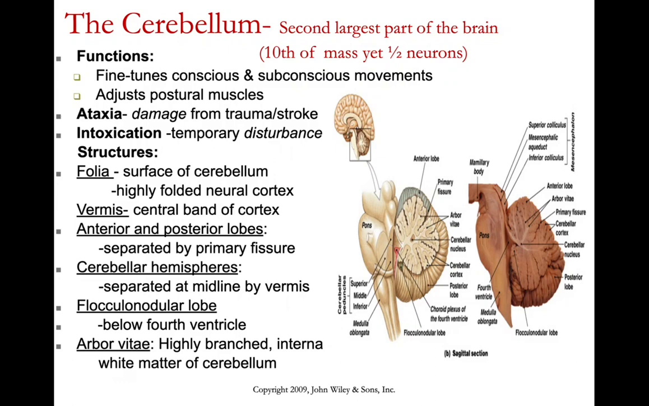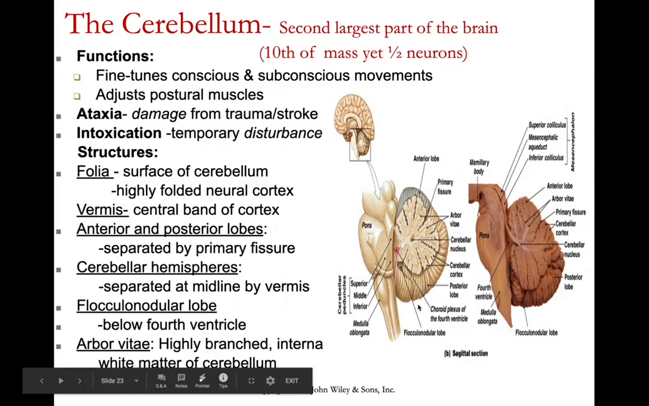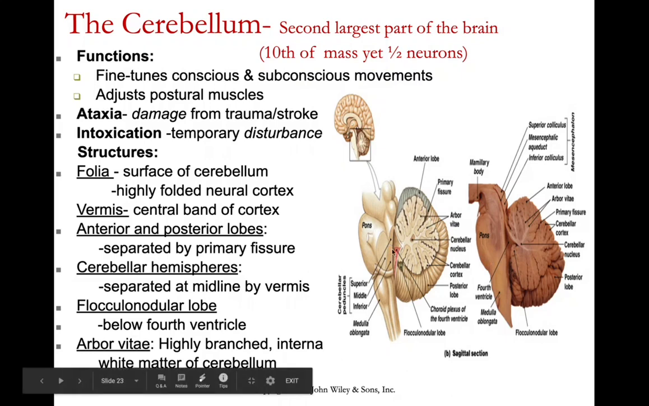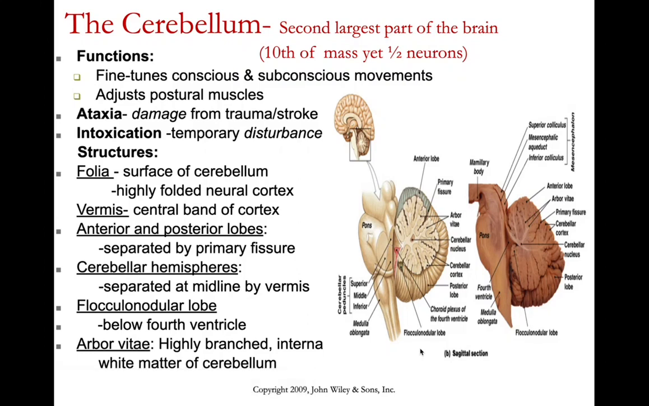So our structures, the folia is the surface of the cerebellum. It's a highly folded neural cortex. So you can see a very squiggly-like appearance there from all the folds. The vermis is the central band of the cortex. Vermis actually means worm. Then you've got the anterior and posterior lobes that are separated by a primary fissure. The cerebellar hemispheres are separated at the midline by the vermis.